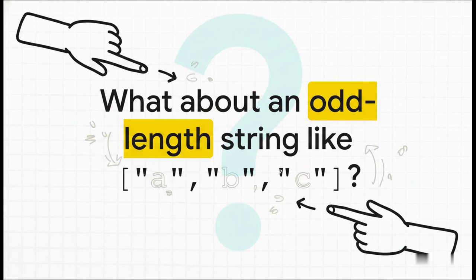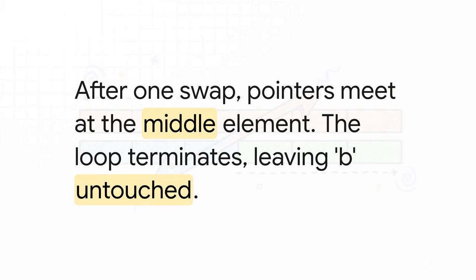Perfect. Okay, next test. How about a really short, odd-length string? What happens with A, B, C? The algorithm handles this flawlessly. A and C get swapped. Then the left and right pointers both land on the middle element, B. The loop condition becomes false, and B stays right there in the middle. We get C, B, A, which is exactly what we wanted.